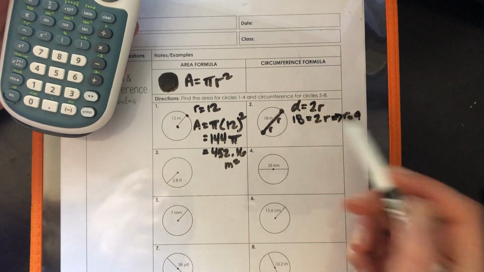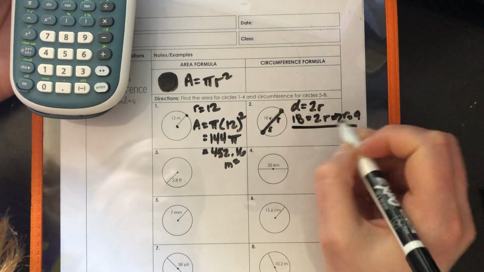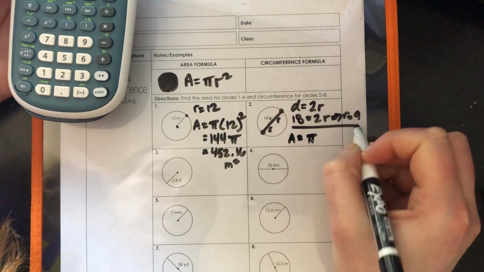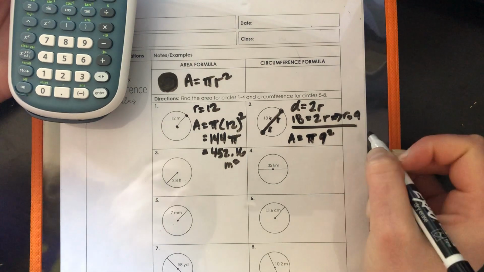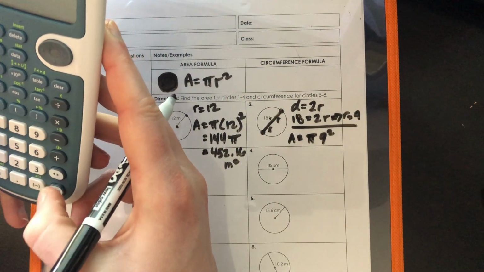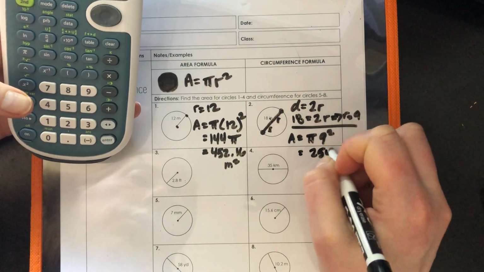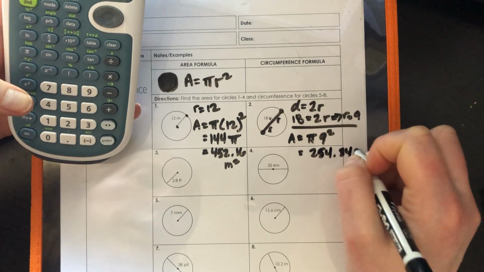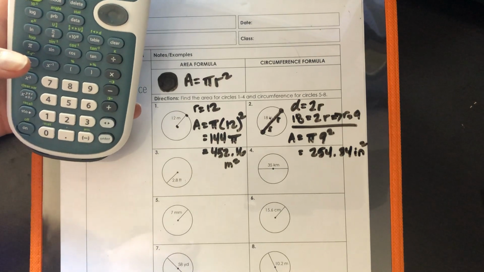And I can double check: 9 plus 9 gives me back 18. So now I can find the area. Area equals pi times the radius, 9 squared, which gives us 81 pi. And 81 times 3.14 for pi, we get 254.34 inches squared, because this is two-dimensional, so it's squared.